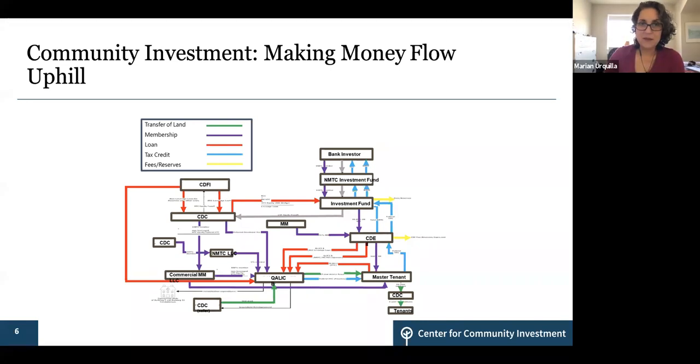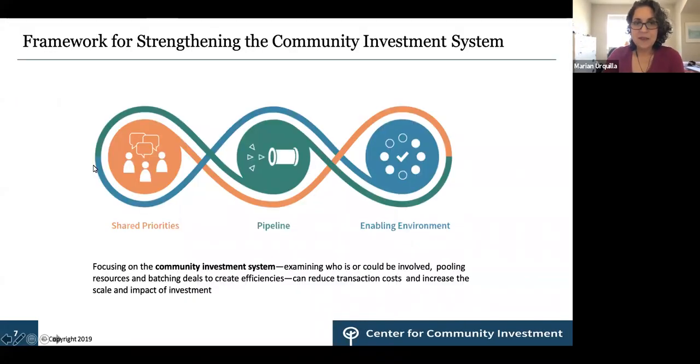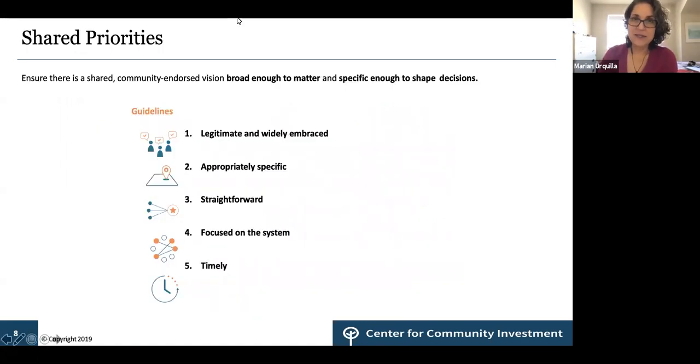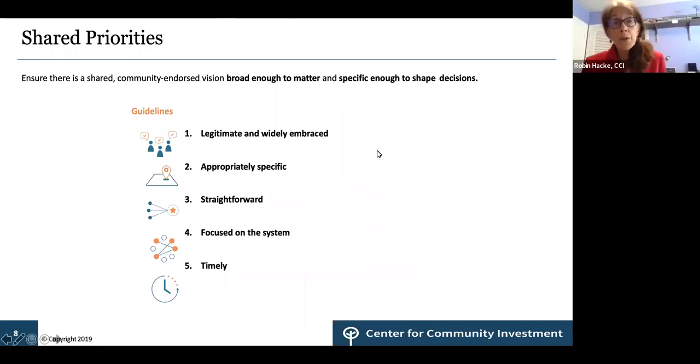All right, let's go on. And we're going to now go into each of the functions for the capital absorption system: shared priorities, pipeline, and enabling environment. We're going to take them in order. So let's start with shared priorities. One of the things we've learned as we've worked on this for the last close to 10 years now is that there are some characteristics about the shared priorities that a community articulates that make them powerful. And these are the characteristics that are listed here.